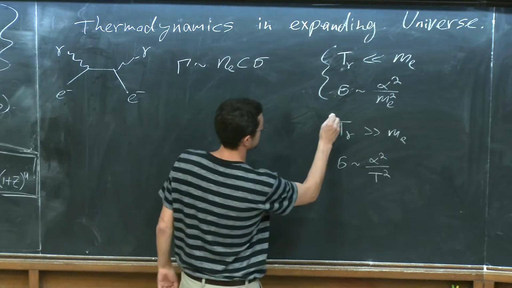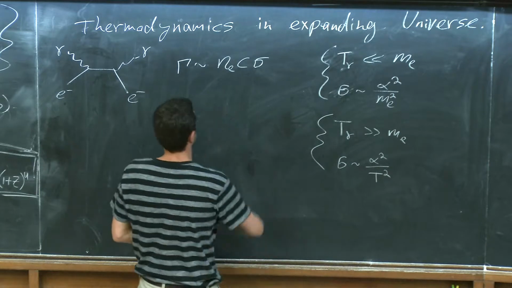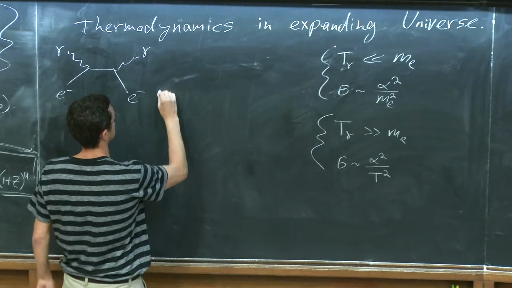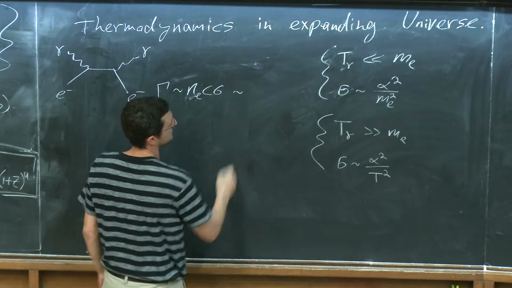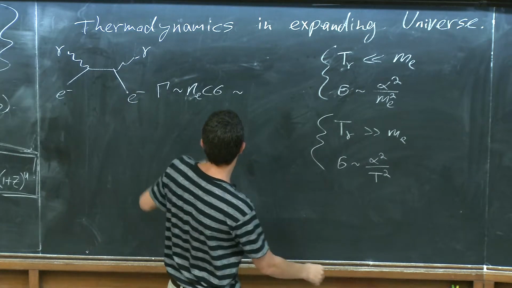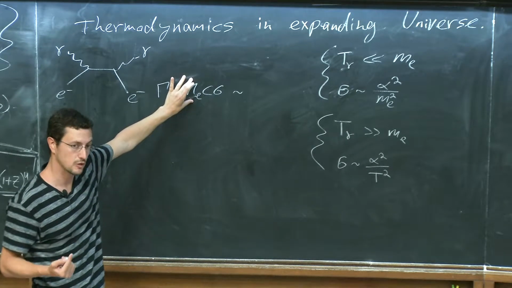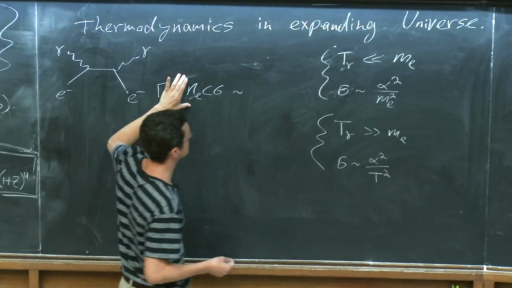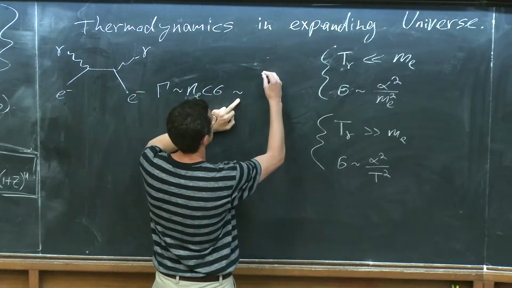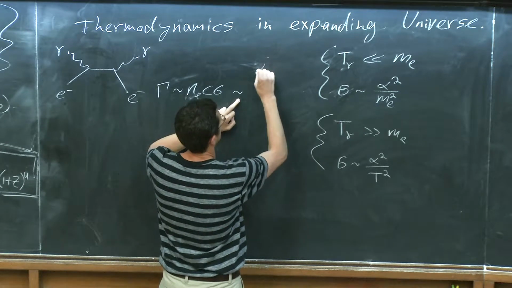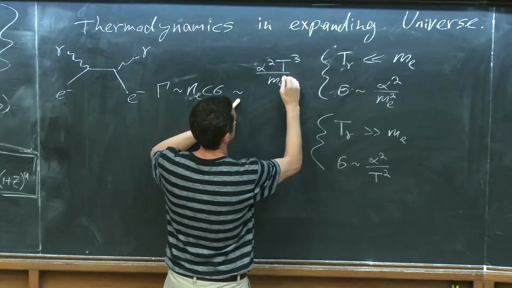In these two situations, I can write my reaction rates. Gamma, which is n_e c sigma: in this case, because the electron number density scales like redshift cubed, it's just a number density, and redshift is the same as temperature, my reaction rate scales as alpha squared T cubed over me squared.